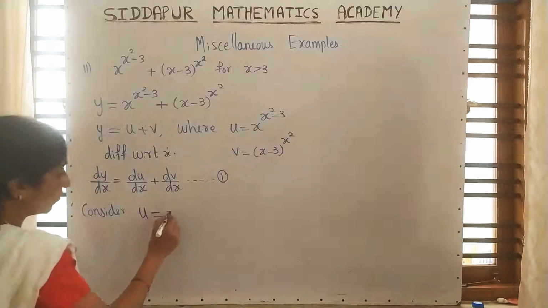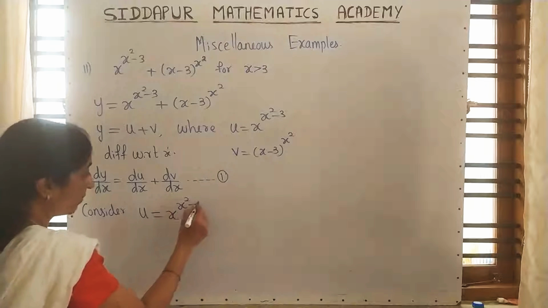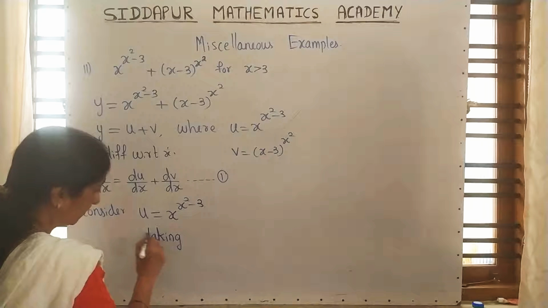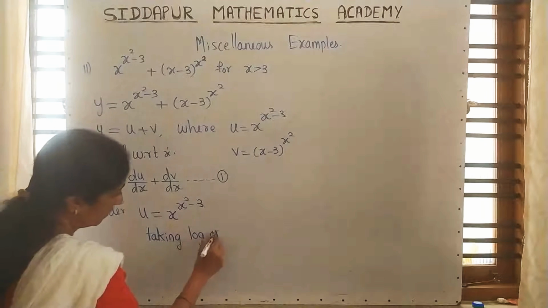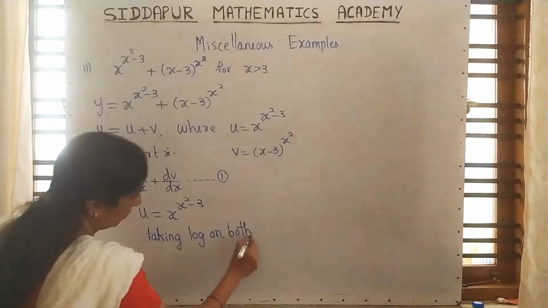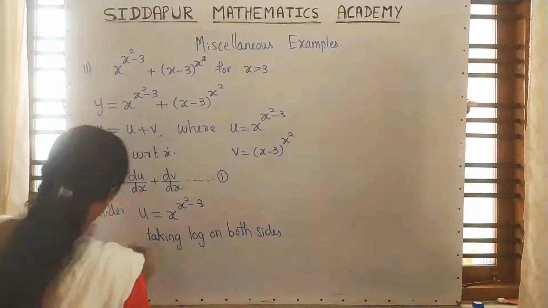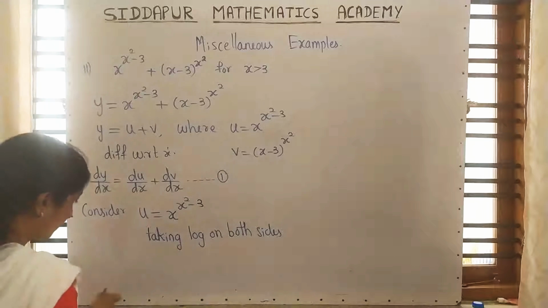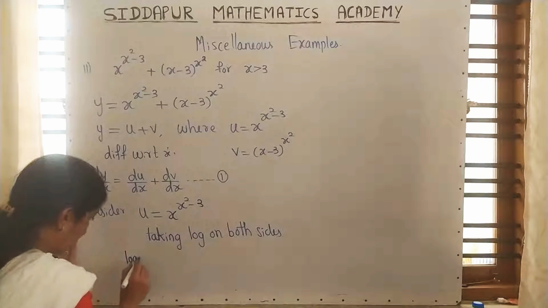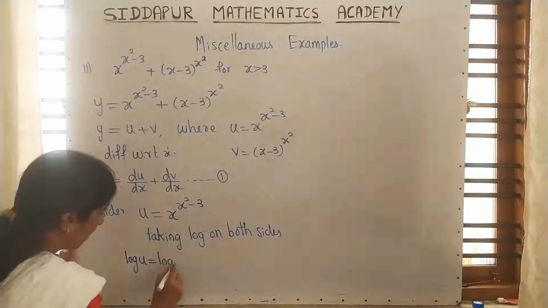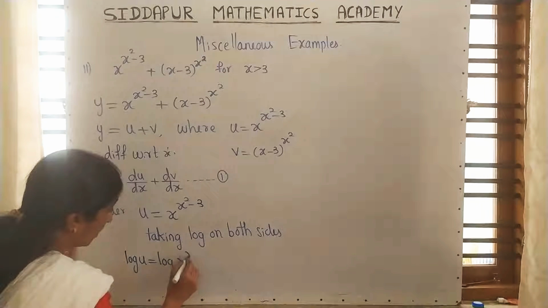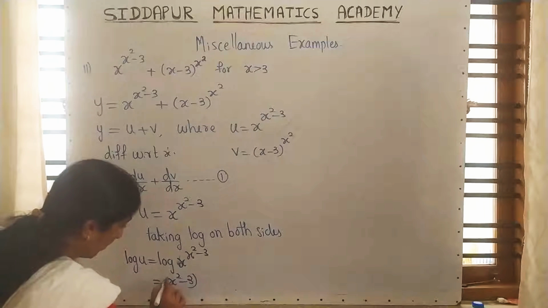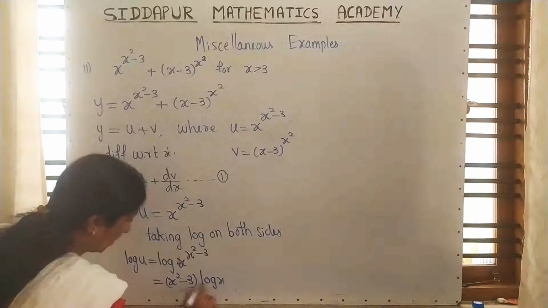u is equal to x raised to x square minus 3, taking log on both the sides, because already I explained the base is also variable and the power is also variable. log u is equal to log of x raised to x square minus 3, that is written as x square minus 3 into log x. This is u into v.